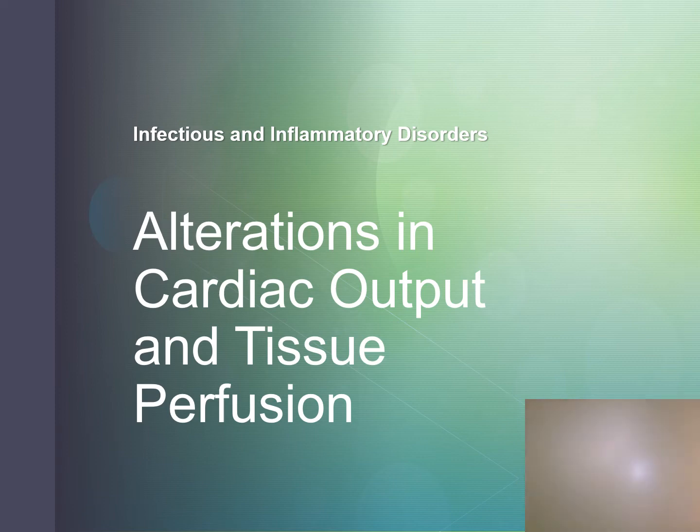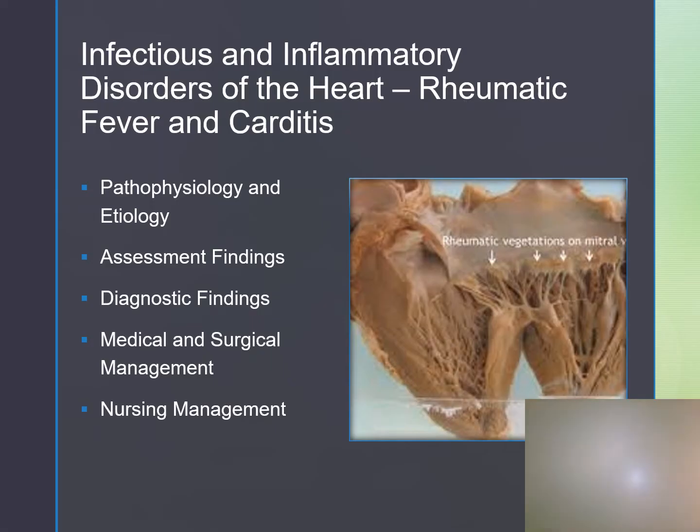Alterations in cardiac output and tissue perfusion, infectious and inflammatory disorders. Rheumatic fever and rheumatic carditis. Rheumatic fever will follow a group A streptococcal infection, while rheumatic carditis is an inflammatory cardiac manifestation of rheumatic fever.